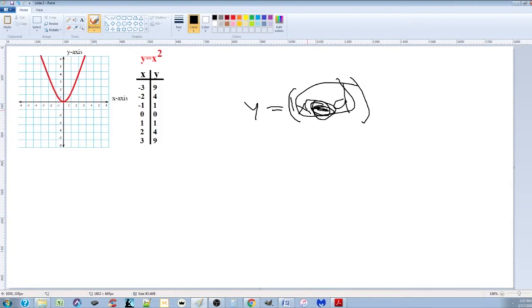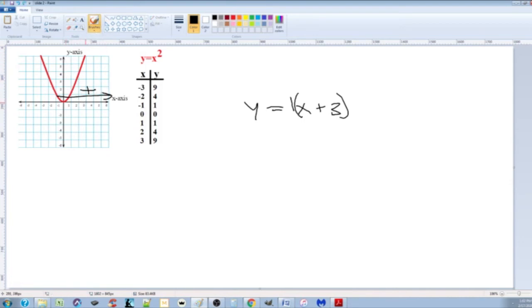But let's say it said x plus 3. You would think, okay, well, the entire graph is going to shift right by plus 3. So my new parabola is going to be somewhere over here, like this, and its vertex is going to be over here at the 3.